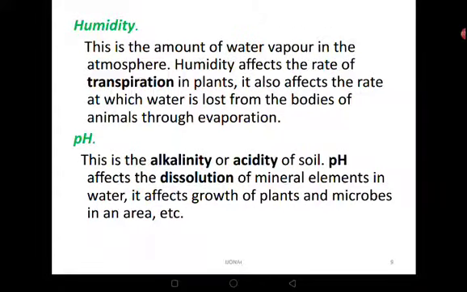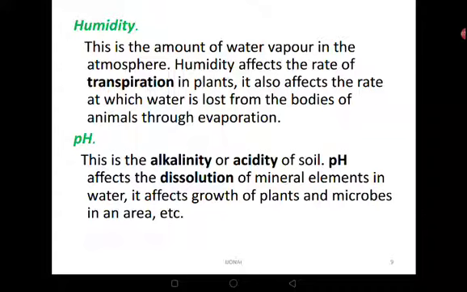The other one is humidity, the amount of water vapor in the atmosphere. And we know very well that humidity affects the process of transpiration. You know that the higher the humidity, the lower the transpiration rate. And the lower the humidity, the higher the rate of what? Transpiration. The other one is pH, the alkalinity or acidity of the soil. You know that pH affects the process of dissolution of mineral elements in the water, and also therefore consequently affecting the growth of plants and microbes in a given habitat.